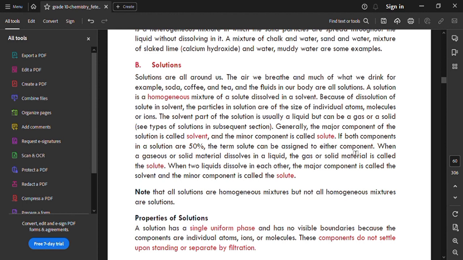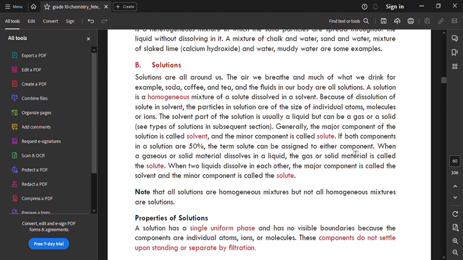When two liquids dissolve in each other, the major component is called the solvent and the minor component is called the solute.